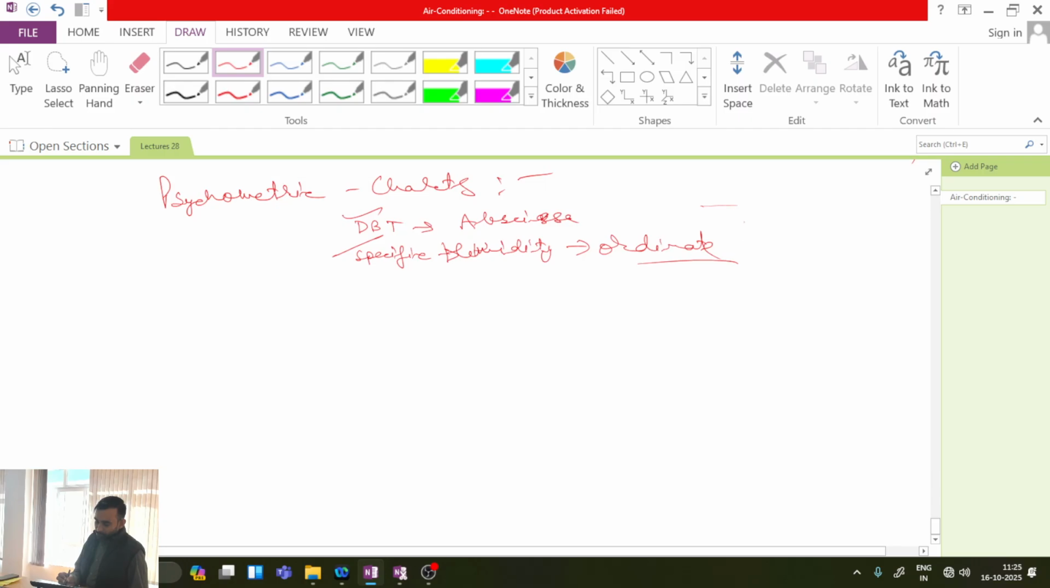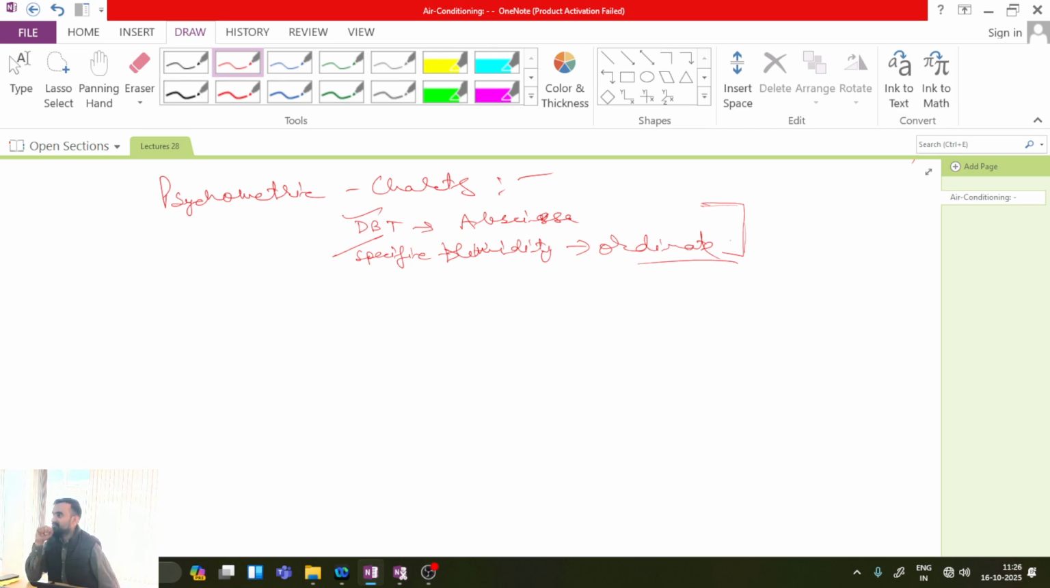Now, whenever I am talking about the psychrometric chart, you can see that I have only talked about two coordinates. One is DBT and the other one is specific humidity. But we know that whenever we have to represent the thermodynamic state of moist air, we must know how many coordinates? Three coordinates. For moist air, three are needed. Two will be enough only when we have saturated moist air. But if it is unsaturated moist air, then three are needed. What is the third parameter?